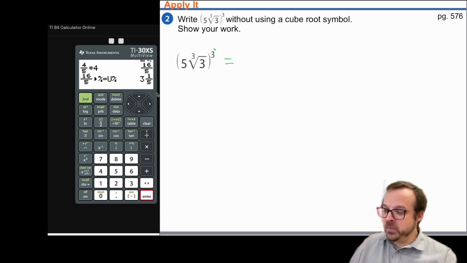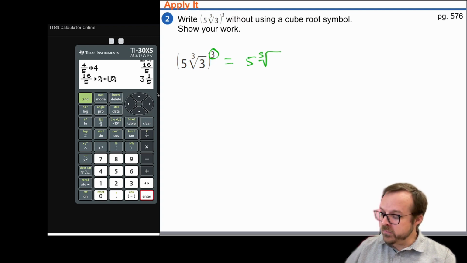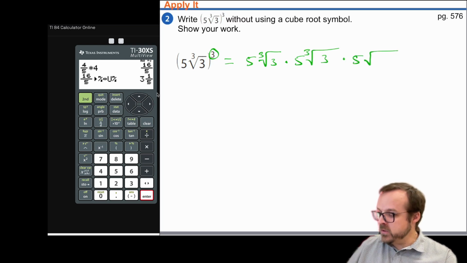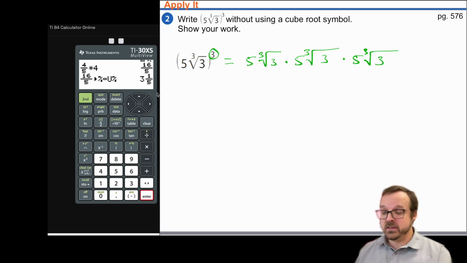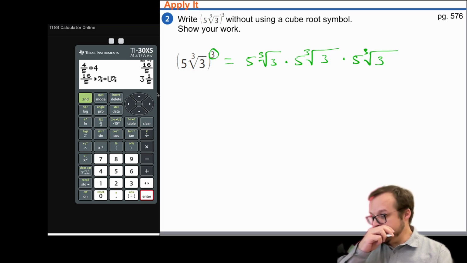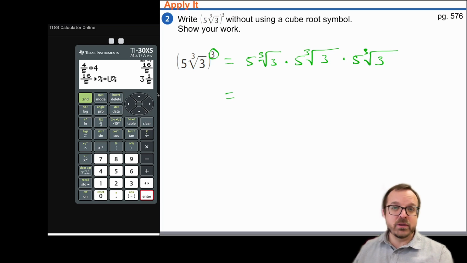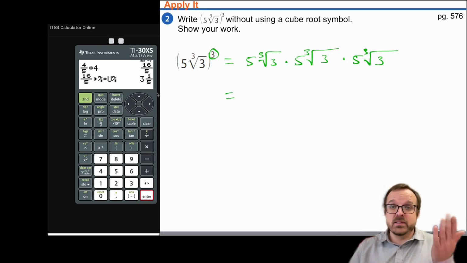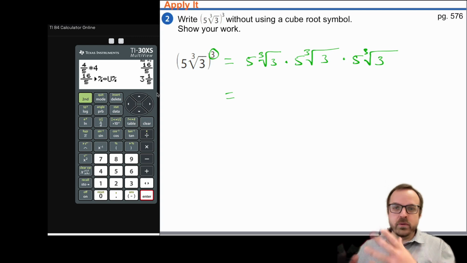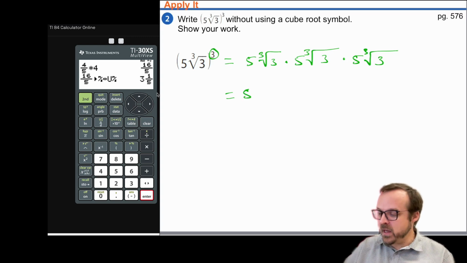First off, we know that cubing something means to multiply that thing by itself 3 times. So this is 5 times the cubed root of 3, times 5 times the cubed root of 3, times 5 times the cubed root of 3. That takes care of the exponent on the outside there. Now with multiplication, you can multiply in any order that you want, kind of like 2 times 3 is the same thing as 3 times 2. We can reorder all this multiplication to say that this is 5 times 5 times 5.